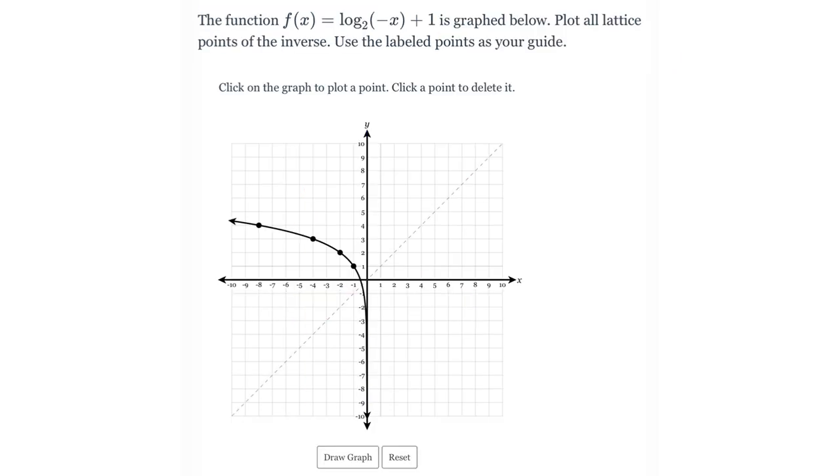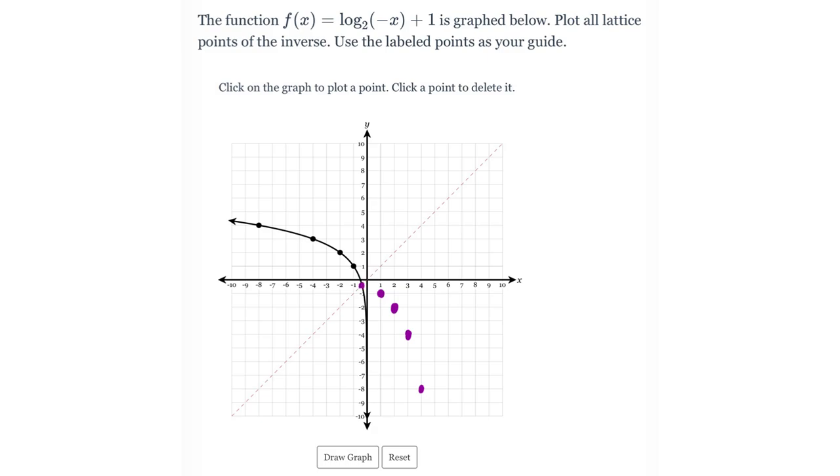Okay, to find the inverse of a function, any function, you're going to take each point and you're going to switch the x and the y values. So this point, x is -1, y is 1. So my new point, x will be 1, y will be -1. Here it's -2, 2, so it's going to become 2, -2. -4, 3 will become 3, -4. And -8, 4 will become 4, -8.